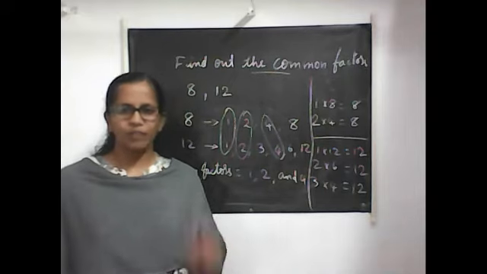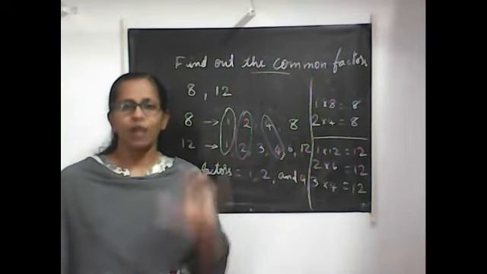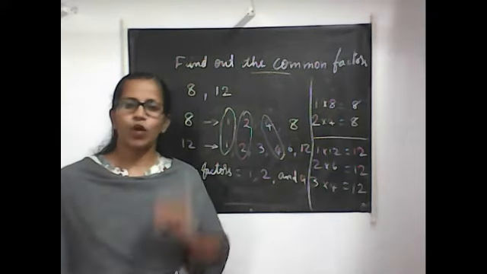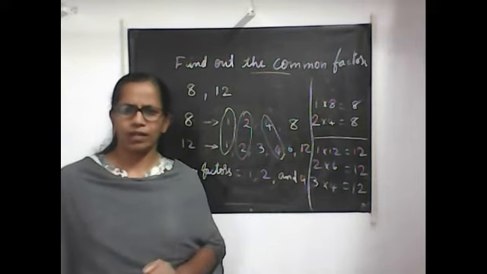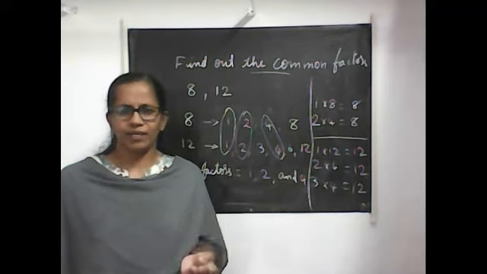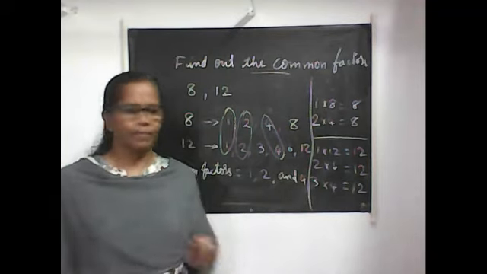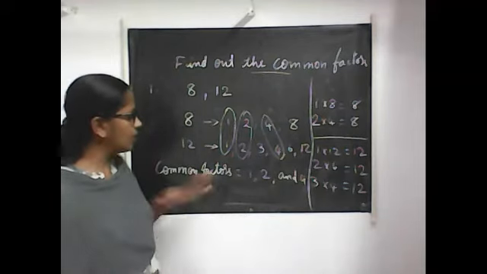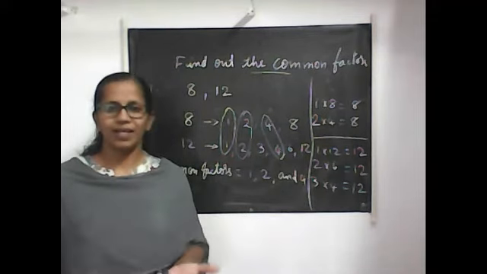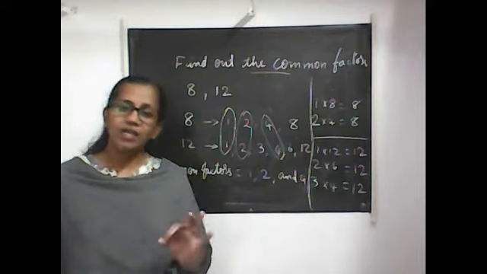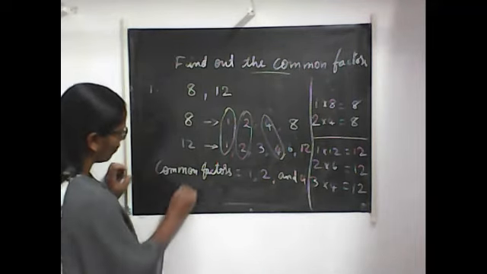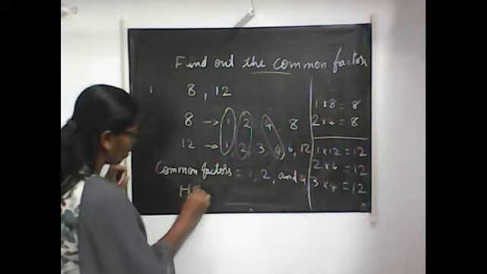So first question is find the factors, that you understood. Second one, find the common factors. I hope it is also clear. Common, the word itself says that it is in both, right? Common to all. Yes. From this, the third question is which is the highest common factor? That is highest common factor.